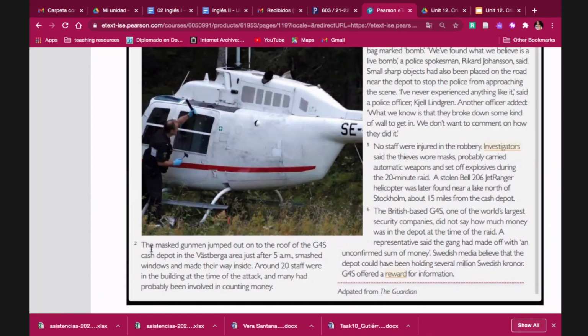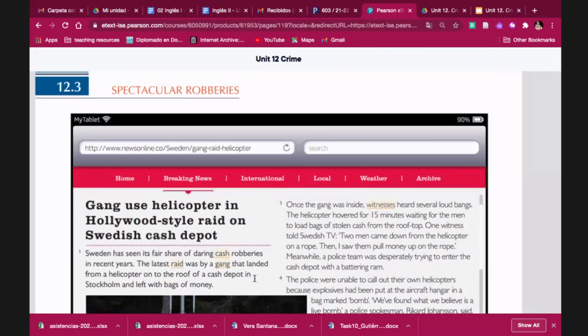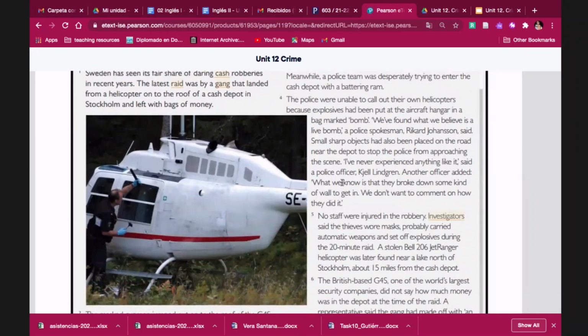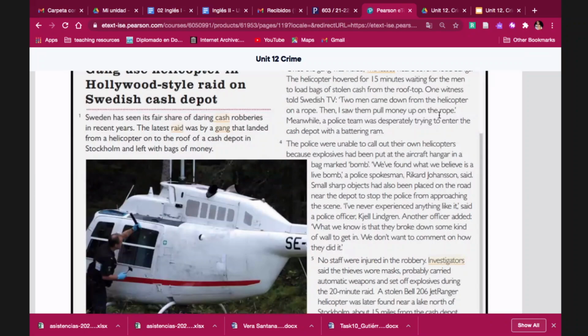Okay, so yes, it says here the masked gunmen jumped out on the roof of the G4S cash depot in the Vasverga area. Then it says smashed windows and made their way inside. Then it says once the gang was inside, witnesses heard several loud bangs, okay? Then the helicopter hovered for 15 minutes waiting for the men to load bags of the stolen cash from the top of the roof. So they loaded the bags and then they loaded the helicopter, okay? Then it says they pulled the money up on the rope.